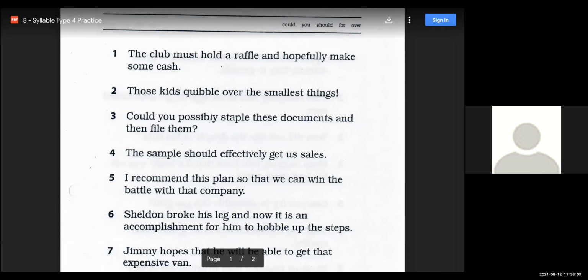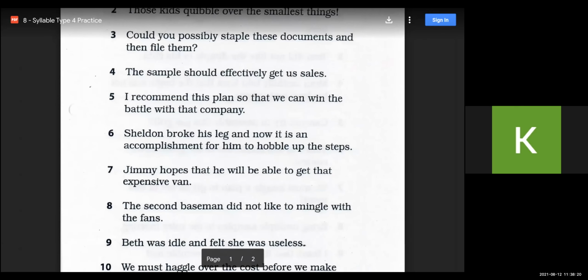Lizette, you can read 7. Number 4, number 5. Number 7. Okay. Jimmy hopes that he will be able to get that expensive van.